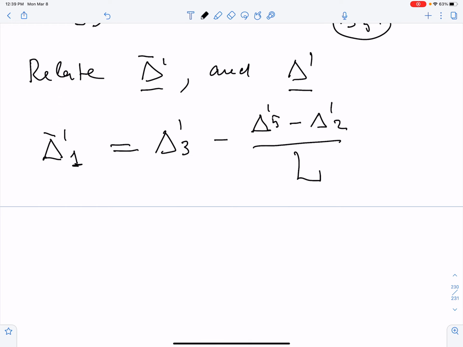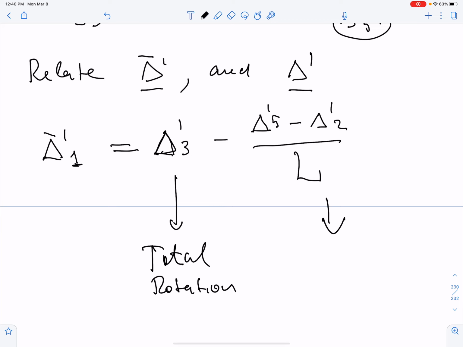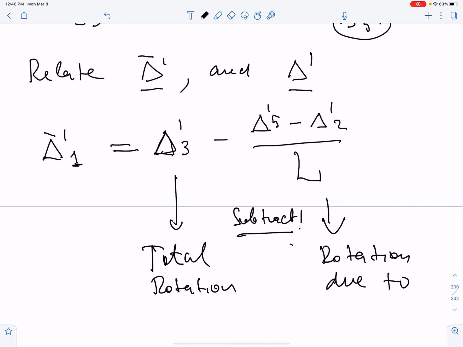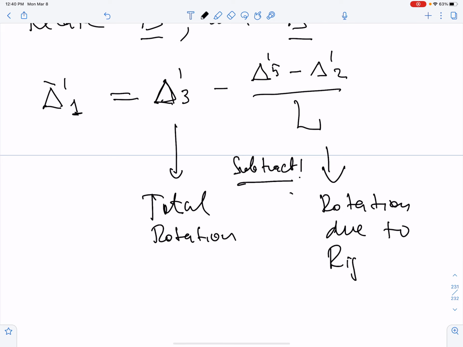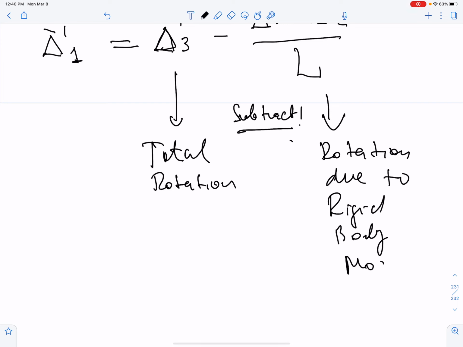And so as you can see, we're taking the total rotation, or total angle, total rotation. And from the total rotation, we subtract the rotation due to rigid body modes.